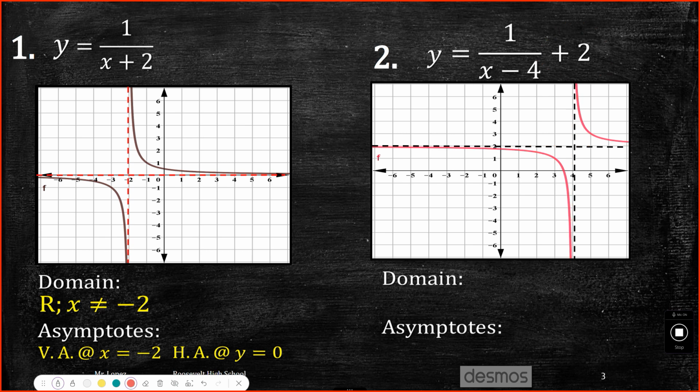What is the domain? The domain is going to be what? All reals. X cannot equal what? 4. X cannot equal 4. The vertical asymptote is where? Vertical asymptote at x equals 4. And then the horizontal asymptote where? At y equals what? 2.